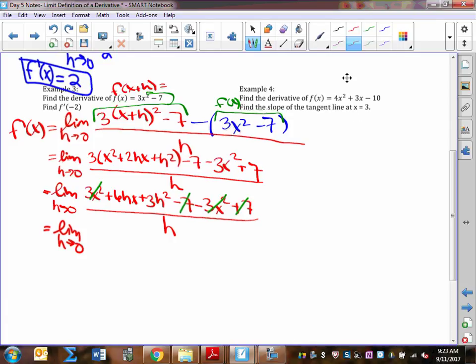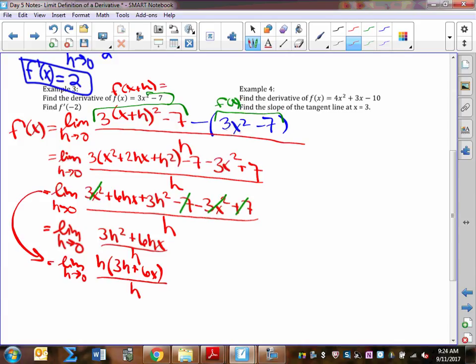We should have got it down to at least this: 3h squared plus 6hx over h. Did we at least get to this one? Okay. Now if I substitute in 0, I'm still going to have the issue of 0 over 0. What could I do to simplify this? Back out an h. And again, you could have gone from this step to this step without writing the simplified version there. The limit as h approaches 0 of h times (3h plus 6x) over h. Now my h is reduced.